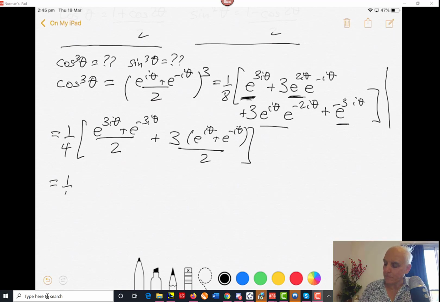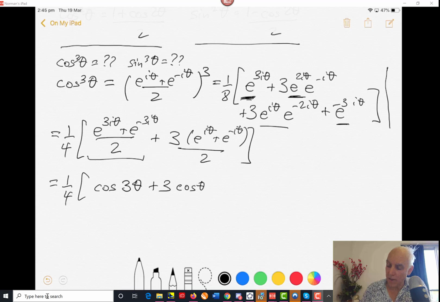Okay, so what do we get? We get 1/4. And now this thing here we recognize, because that's e of something plus e of minus that something over 2. So that's cosine of 3 theta. And over here, what do we have? We have e to the i theta plus e to the minus i theta over 2. Well, that's just cosine of theta. So we get that cos cubed theta is equal to 1/4 of (cos 3 theta plus 3 cos theta).